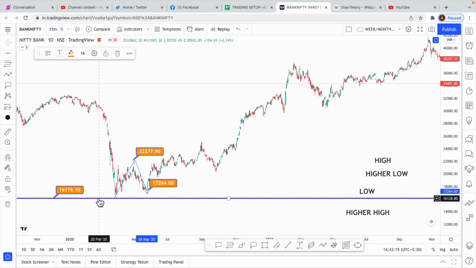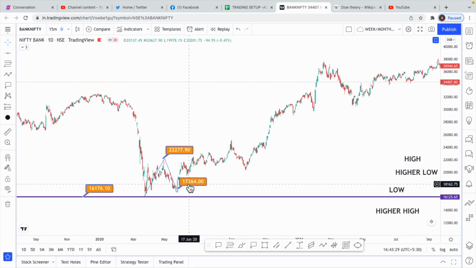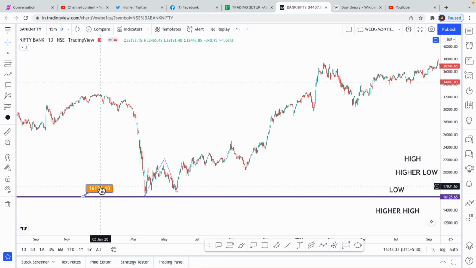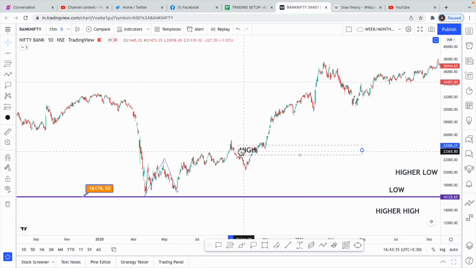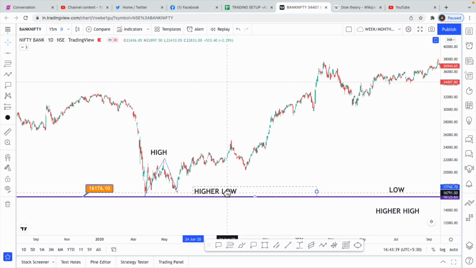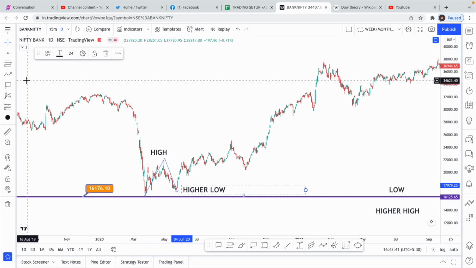So from this low point, we went up, we came down. When we came down, we didn't break the previous low. So this itself is showing we made a higher low, right? Let me remove this. So we made a high, then at this point we made a higher low. So I'm going to mark that.